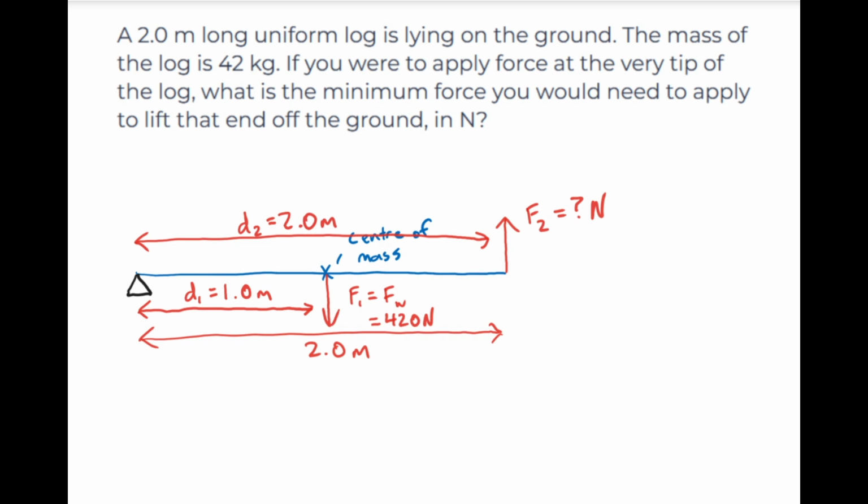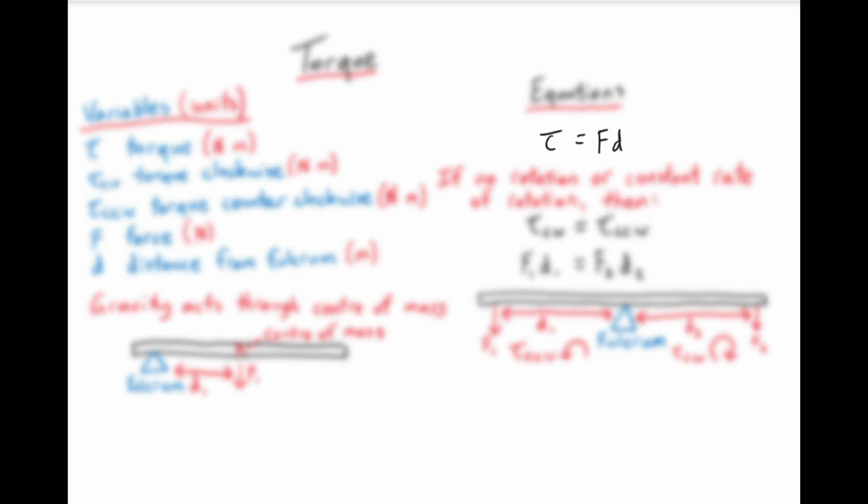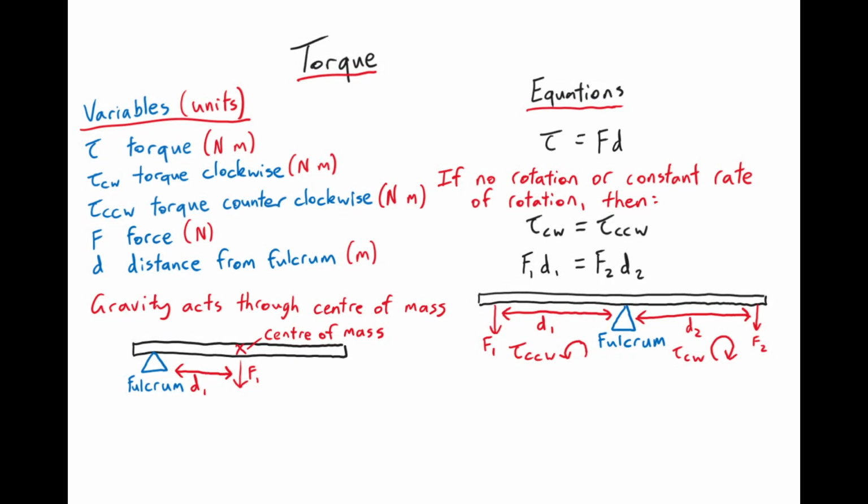Torque is a moment of force that allows rotation of an object around an axis or fulcrum. The equation for torque is torque equals force times distance. The symbol that we use for torque is the Greek letter tau. You can see in the equation that the amount of torque produced is proportional to the distance from the fulcrum. The direction of torque can be either clockwise or counterclockwise.